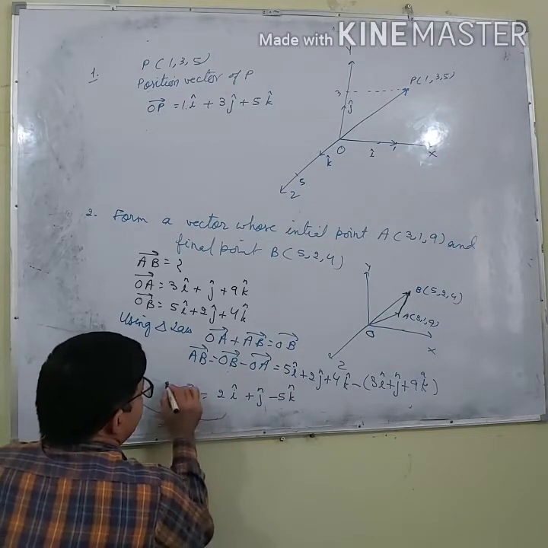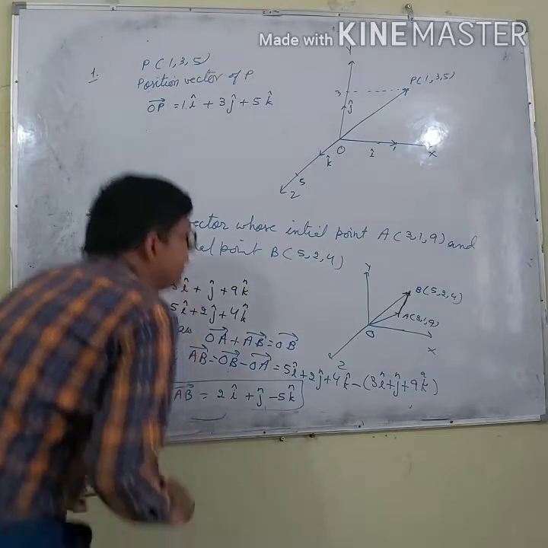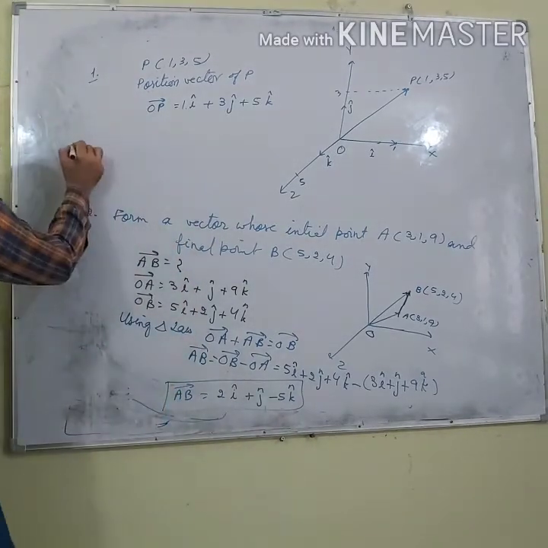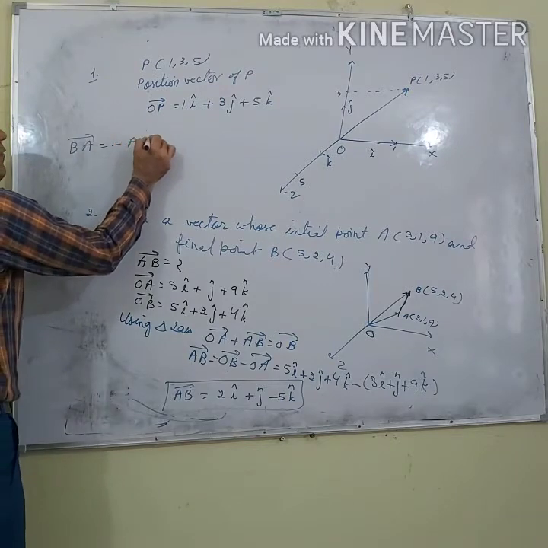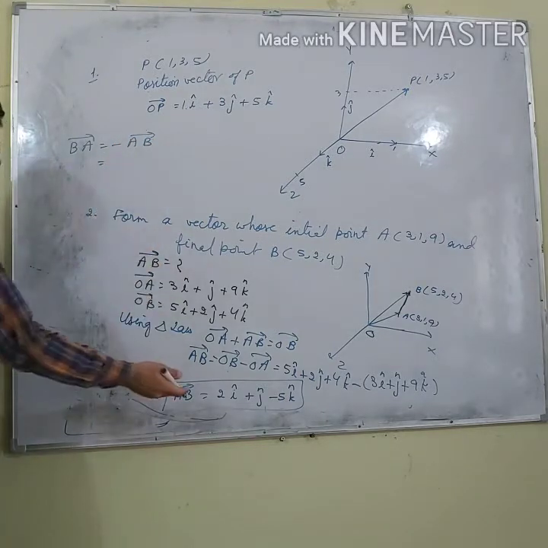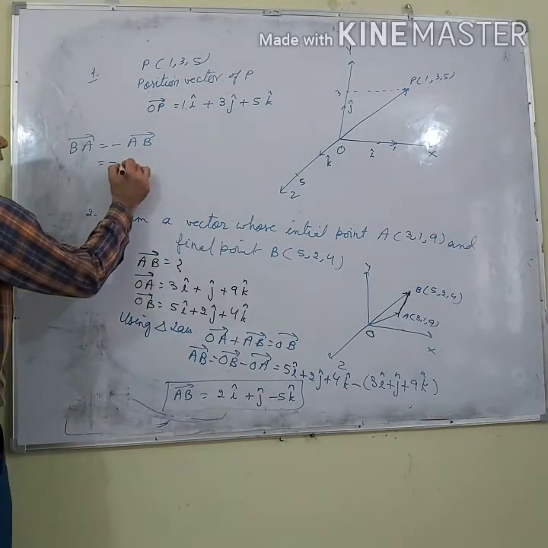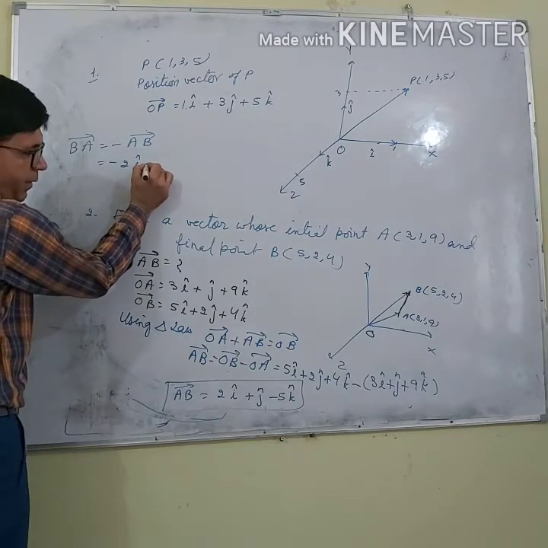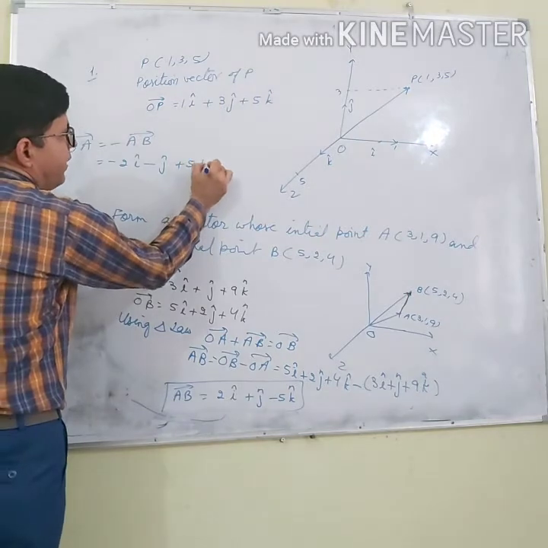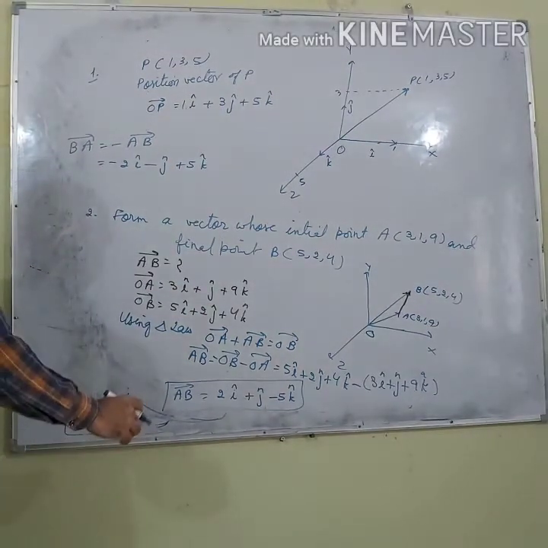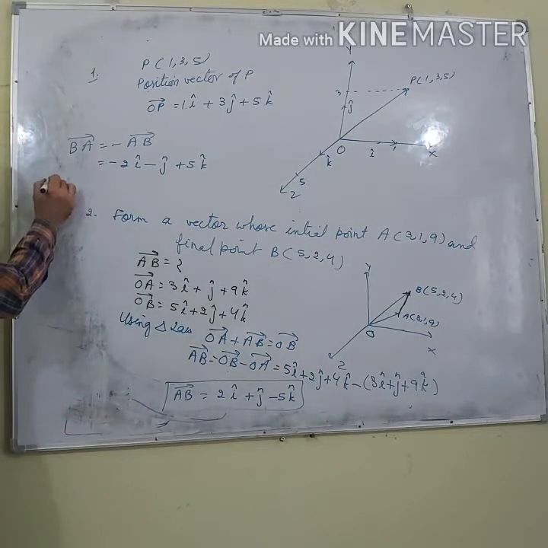This is vector AB. If I ask what is BA? BA is the negative vector of AB. Let's put a negative sign. It will be minus 2i cap minus j cap plus 5k cap. Right? If I ask what is the magnitude of AP?